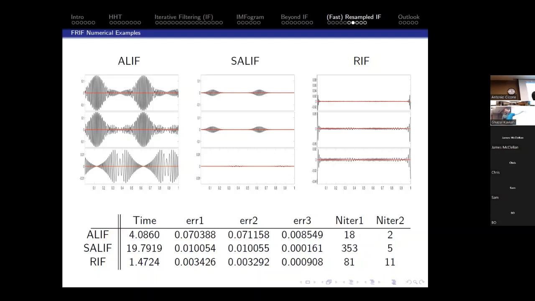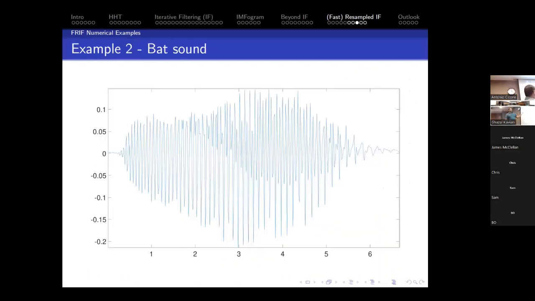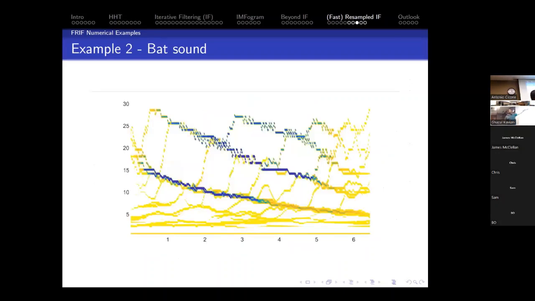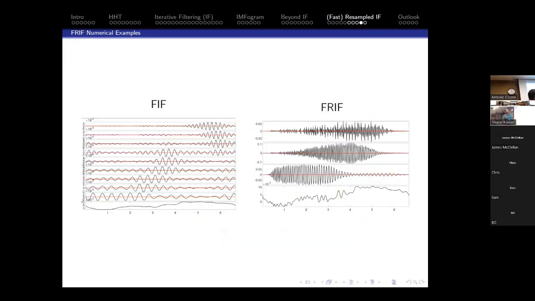Here in the middle, you have the stable version of ALIF, which takes almost 20 seconds to produce something which is way better than ALIF, but still not as good as resample iterative filtering. So we have it. If you apply it to a real-life signal, like the bat sound, we know that you have instantaneous frequency curves like this. You can use these curves to extract the 3 components using resample iterative filtering.